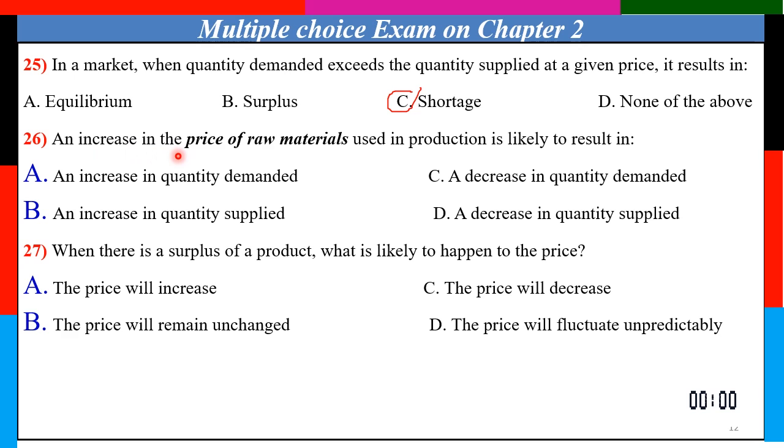An increase in the price of the raw material used in the production is likely to result in A. An increase in the quantity demanded. B. An increase in the quantity supplied. C. A decrease in the quantity demanded. D. A decrease in the quantity supplied.